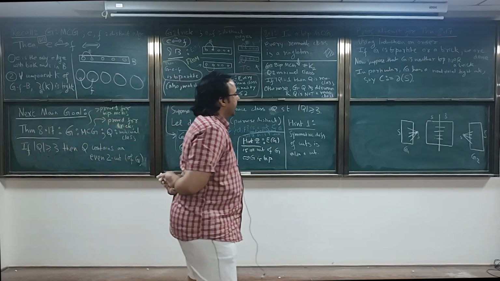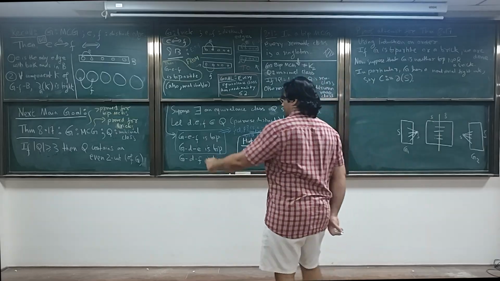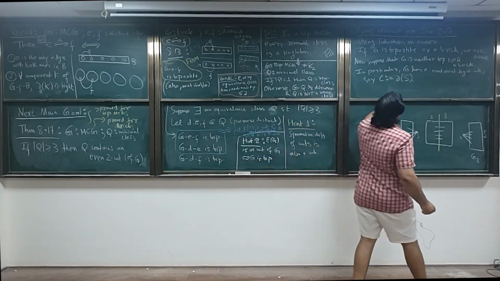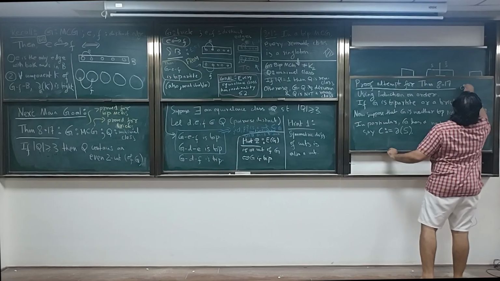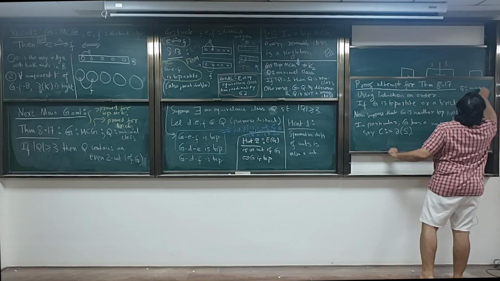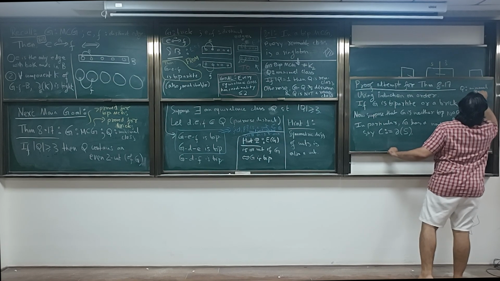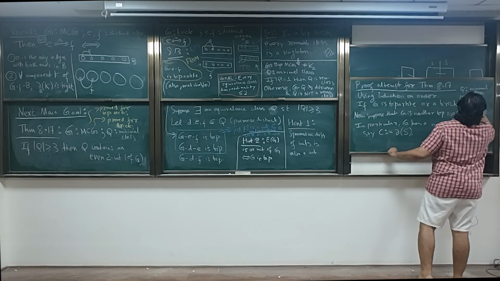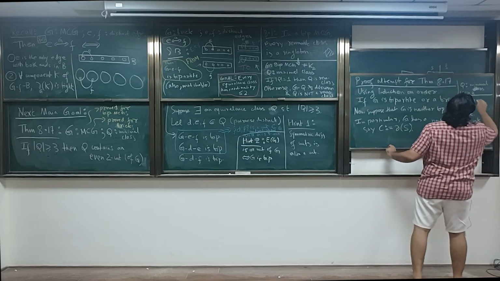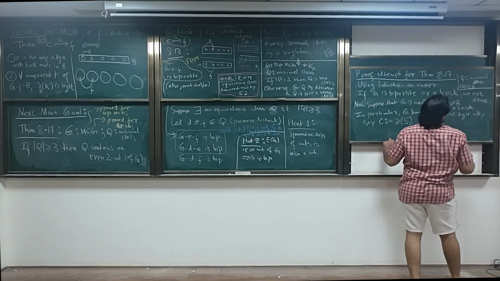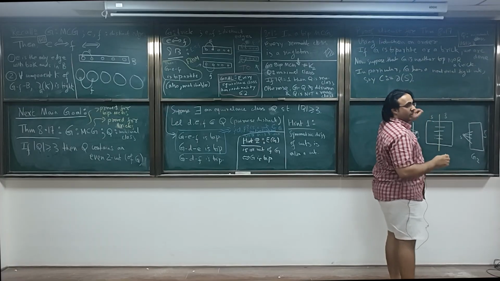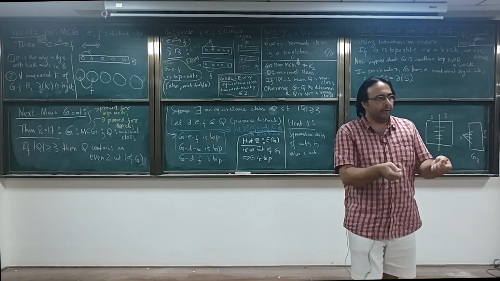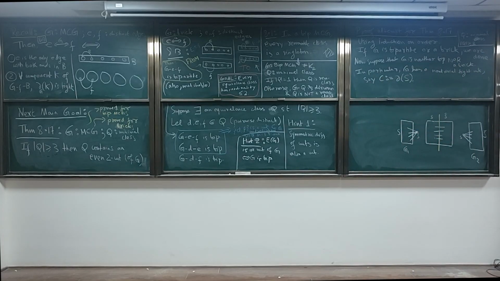And the edges of the minimal class, so Q is our minimal class. Q is a minimal class of cardinality at least 3. Right? And what we are trying to prove is that Q contains an even 2 cut. There is a set of 2 edges inside Q that will comprise an even 2 cut of the graph G.